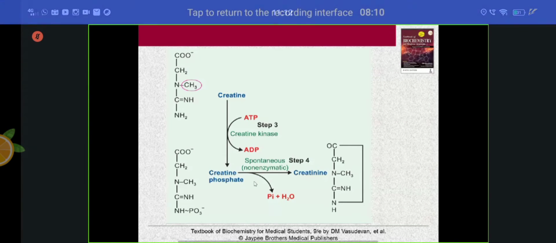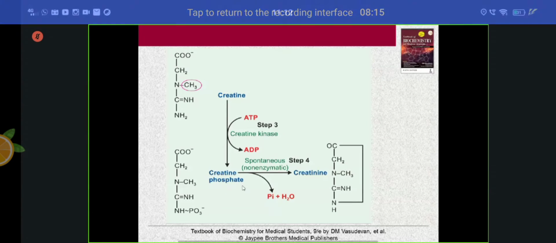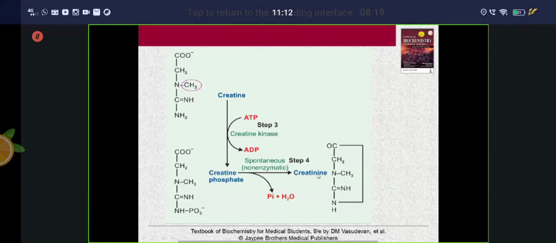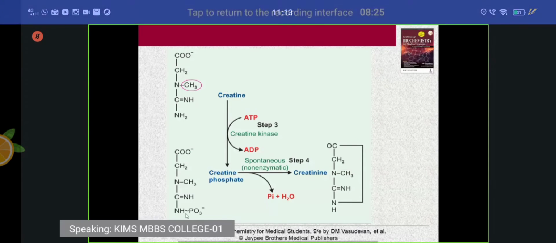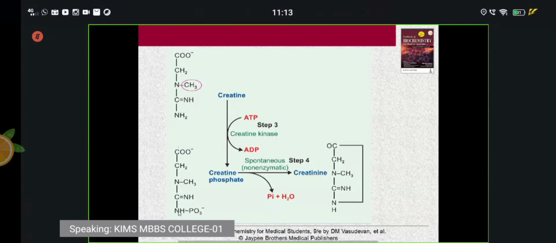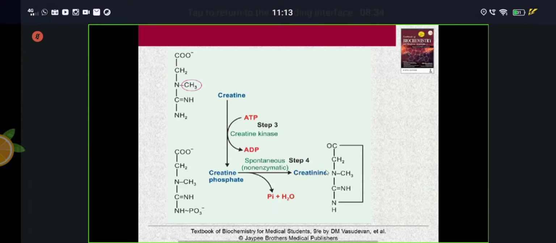Here, without the help of any enzyme, creatine phosphate spontaneously breaks down. It loses this phosphate and a water molecule to form creatinine. You can see what happens. This phosphate is lost. This P and H2O are lost here and a bond is formed. So creatine is formed from glycine.